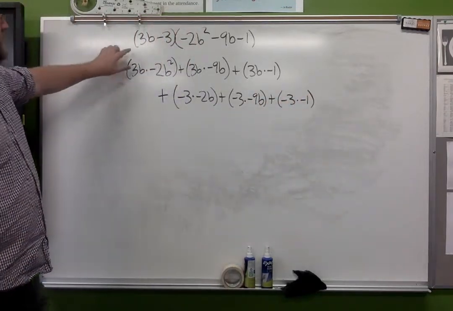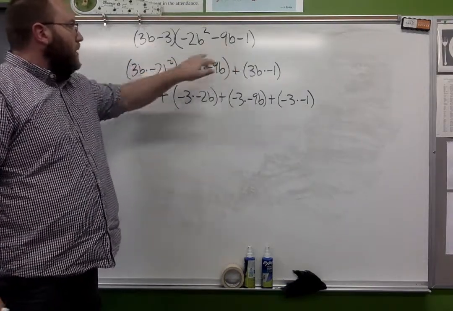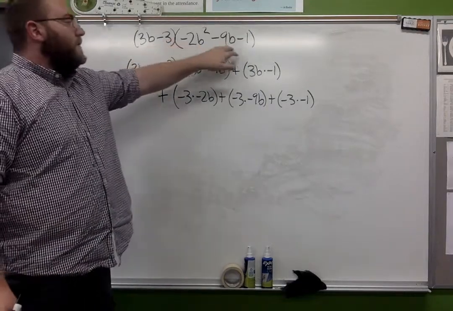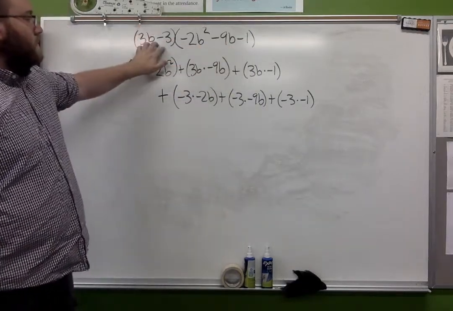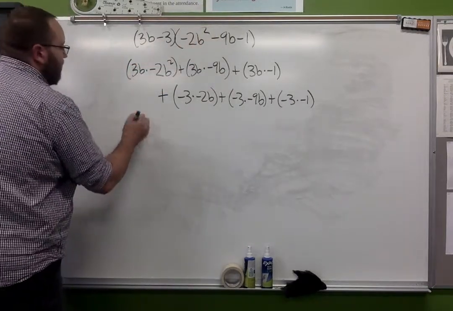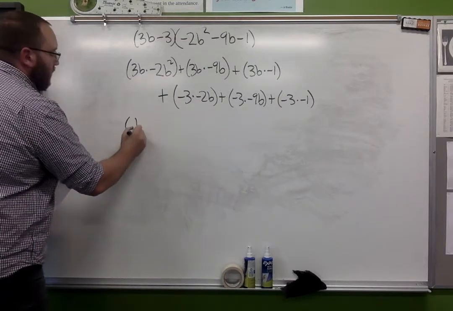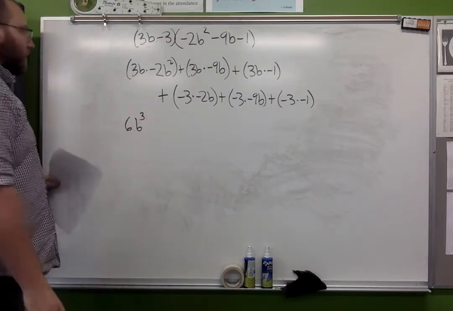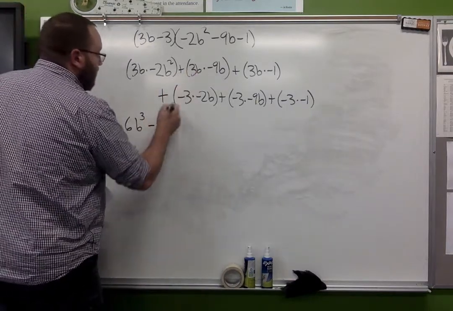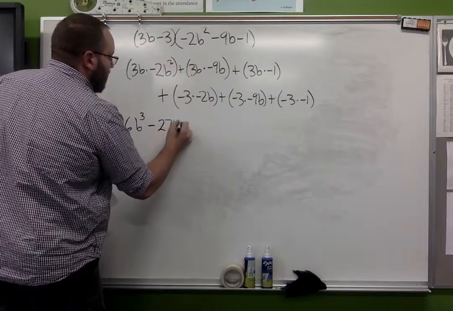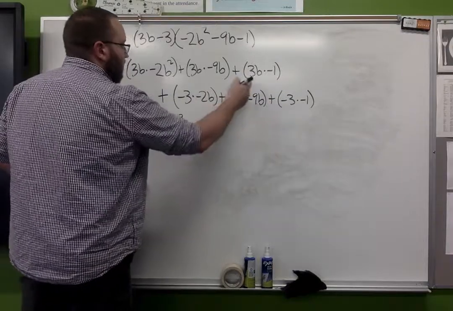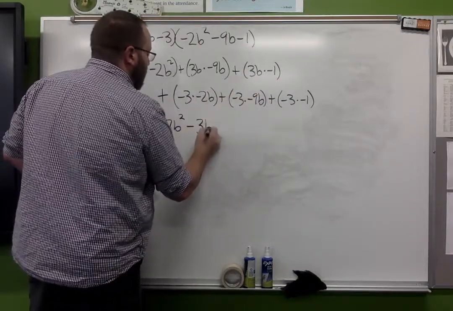Okay, so this first one is 3b times every single term. And the second one is negative 3 times every single term. If there was a third term, we go the third term's times every single one. Right, every single term here times every single term here. Okay, 3 times 2 is 6. B squared times b is b to the third, right? We're multiplying it b 3 times, so b to the third. Positive and negative makes a negative. 3 times 9 is 27, b squared. Negative and a positive makes a negative. 3b times negative 1 is negative 3b.